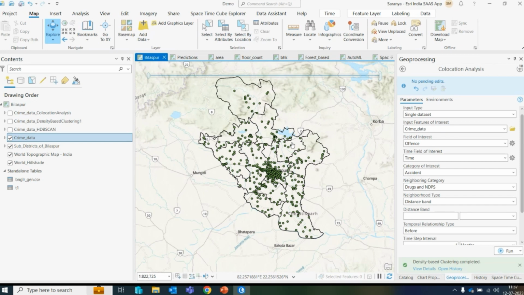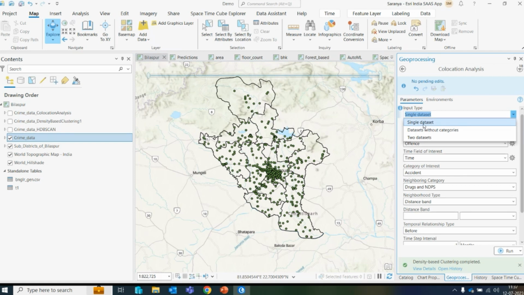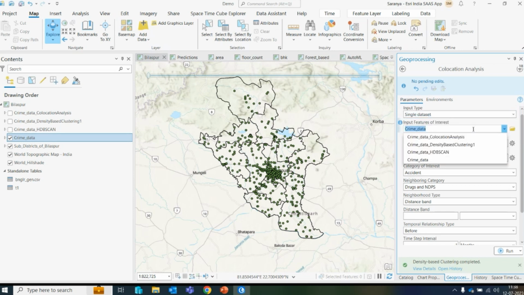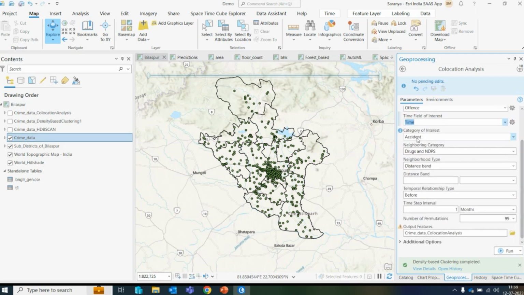Now, my objective is to identify whether the crimes of accidents are co-located with crimes of drugs and NDPS. In that case, I can go for co-location analysis. So I can either give two datasets as an input or a single dataset. Here I have all the information in the same dataset, so I will be using this option. My feature of interest is crime data. Field of interest is offense. I also have a timestamp. So if I want to identify whether crimes of accidents and crimes of drugs are co-located within a 1 month interval, these types of questions I'll be able to answer.